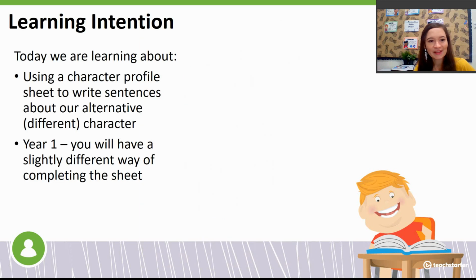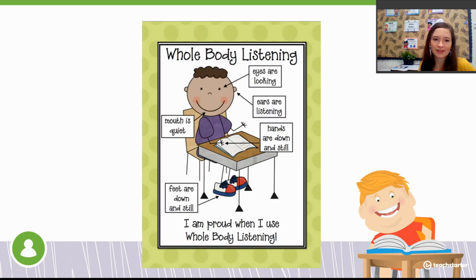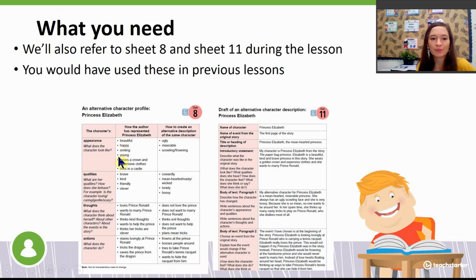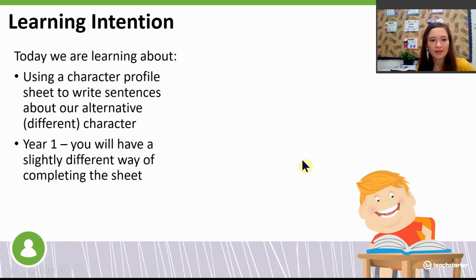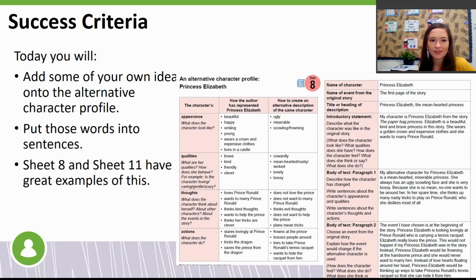Okay, so today you are learning how to use a character profile sheet to write sentences. So on that character profile sheet, if I just skip back here, it's got the bullet points here. Those words are not in sentences. We're going to take these and put them into sentences. Okay, so year one, you're going to have a slightly different way of completing the sheet. So to be successful, you're going to add some of your own ideas onto your sheet, so sheet 13, and you're going to put those words into sentences on sheet 14.